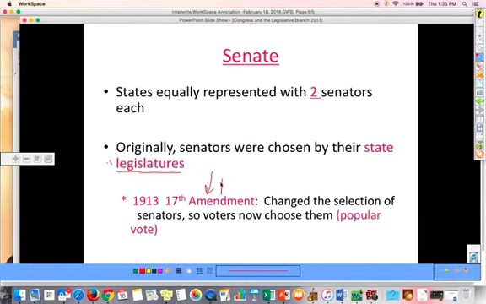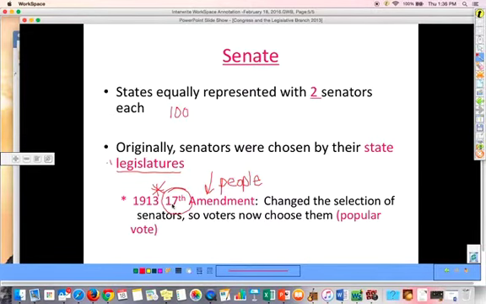Today, though, we have the people. You and I now elect our senators because of the 17th Amendment. So make sure you put that 17th Amendment down. It changed the selection of senators, so voters now choose by popular vote. So we have 2 per state.